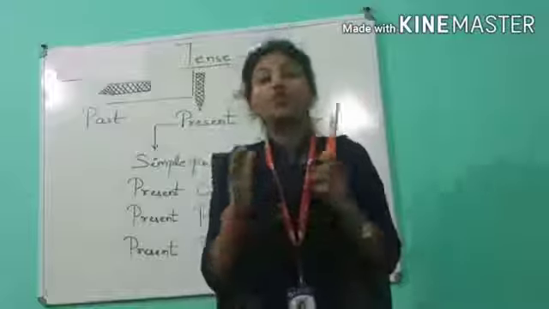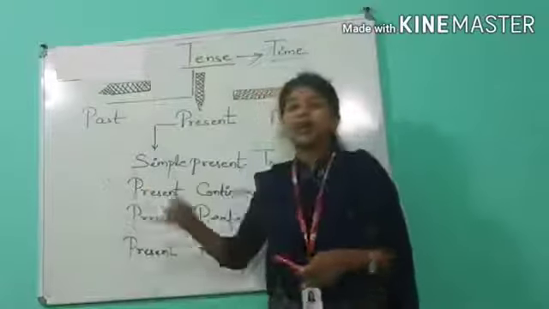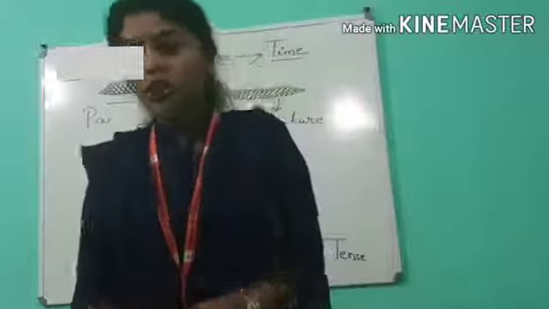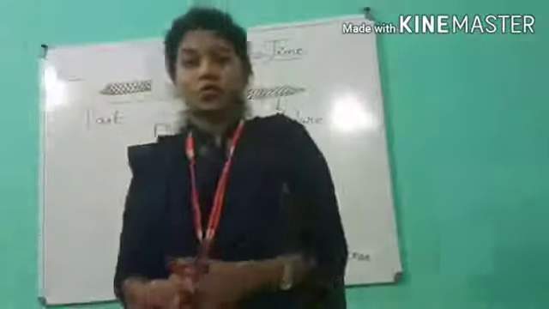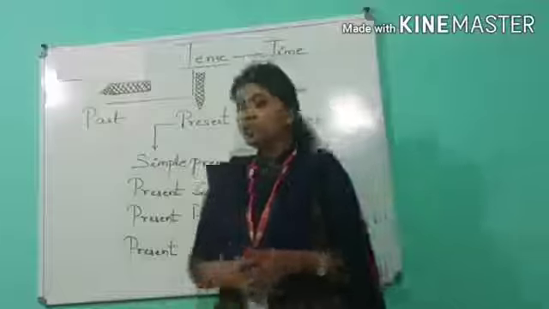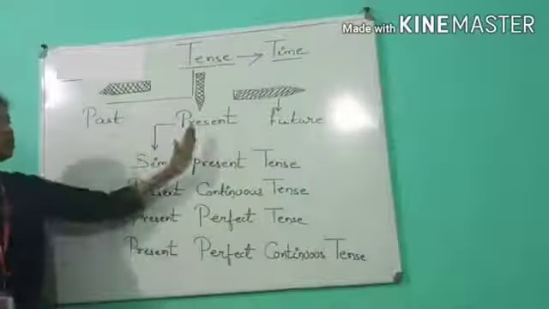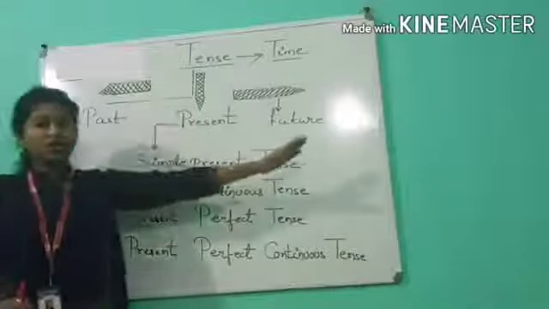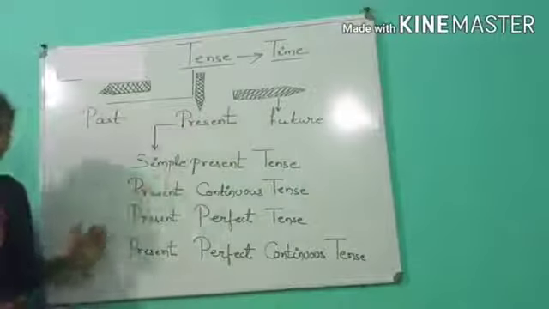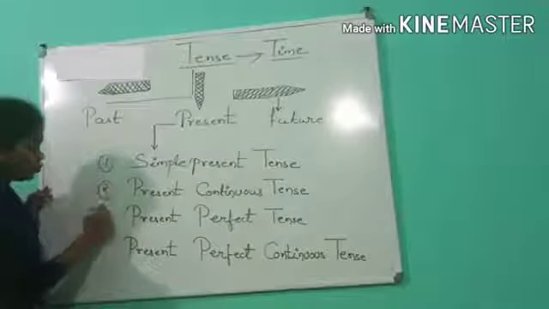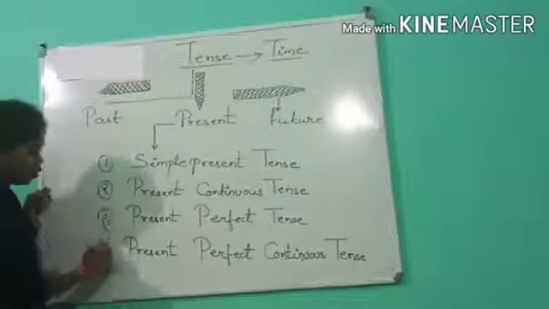I hope now you are clear with the concept of what exactly past is, present is and future is. So now we will see its types. You can see that each of these three tenses, the present tense, past tense and future tense, is again divided into four parts. You can see here four parts: 1, 2, 3 and 4.